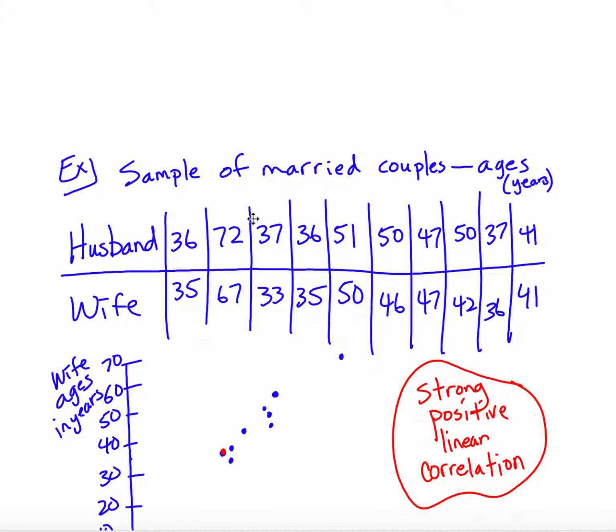We're looking at a sample of married couples, their ages in years. We've got the husband's age and we have the wife's age. And this 36 and this 35 belong together. They are an ordered pair that belong together. Same with the 72 and 67 and so forth all the way along. So these numbers actually belong together and they are ordered pairs.